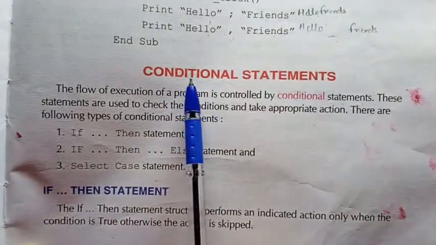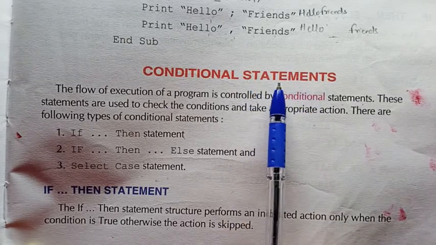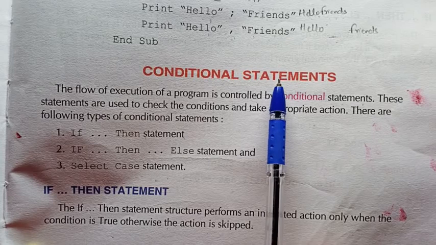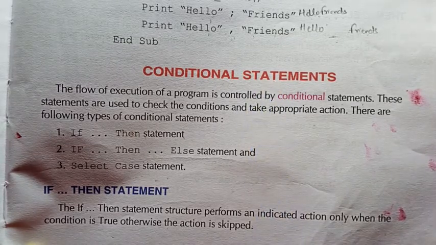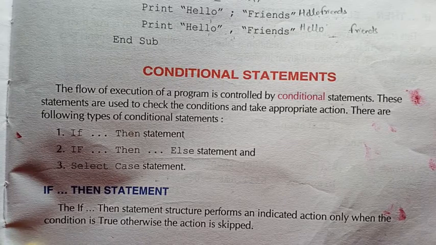Conditional statements means that these instructions are going to be executed when they come across any given condition, any situation. If in a program we have given a situation that certain steps should work only if this condition is encountered, then we make use of the conditional statements.